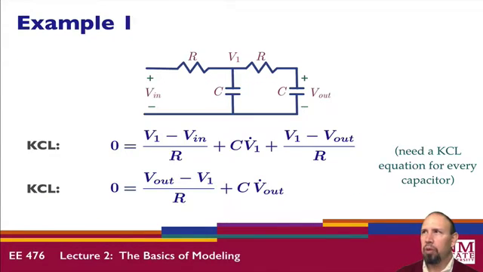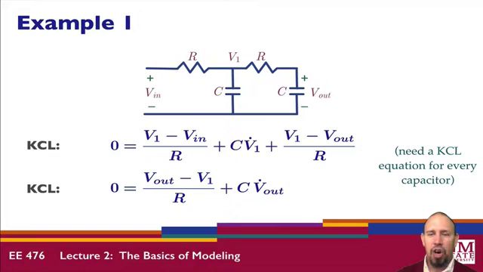So let's take a look at an example. Here's a circuit, a two capacitor circuit. I can write a KCL equation at this node, V1. In this case, I would write the sum of the currents leaving the node is equal to 0. From this node, from here to here, the voltage drop is V1 minus Vin divided by R. The voltage drop here is just V1, so the current through here is C dV/dt. The current through here is V1 minus Vout divided by R. And that's the expression for the current leaving that node.